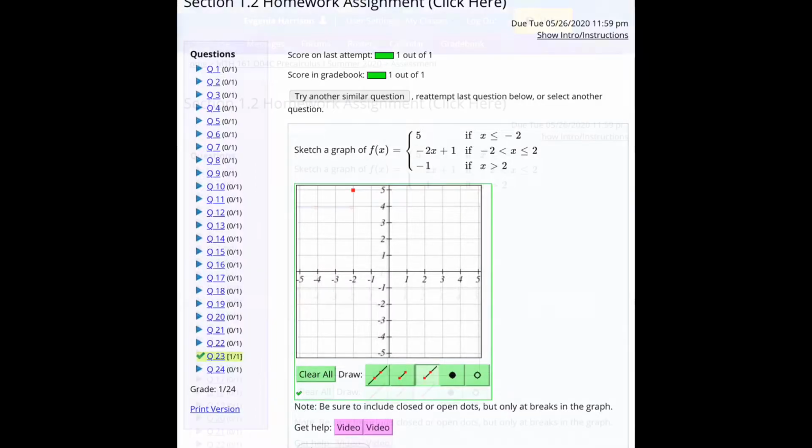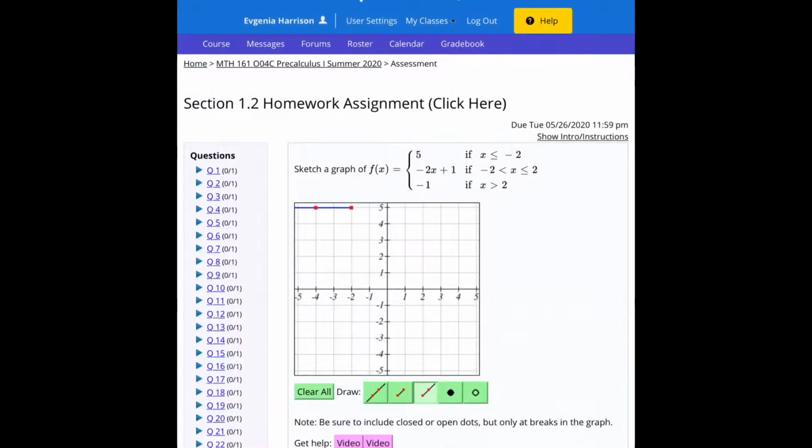Now let's graph the third piece, since it is also a constant function. f of x equals -1 if x is greater than 2. That means we will have to use a ray since x goes from 2 to infinity, and the endpoint will have coordinates 2, -1, so start graphing by clicking on that point, and then you may click on any point to the right of it.